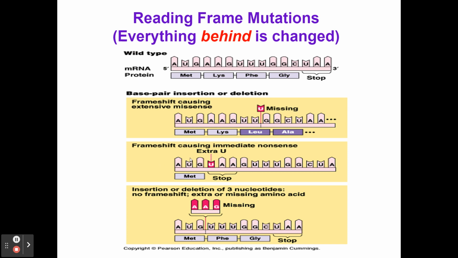Okay. The other one is where a frame shift causes immediate nonsense, i.e., a stop codon is created all of a sudden and stops production of that protein, and that can be pretty bad.